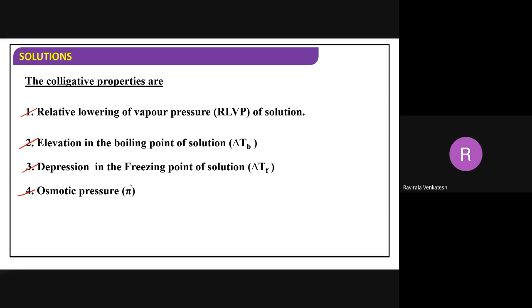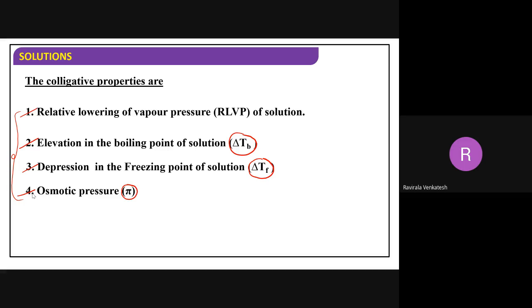Osmotic pressure can be represented by pi. Depression in freezing point is represented by delta TF, F for freezing. Elevation in the boiling point can be shown by delta TB, B for boiling point. And relative lowering of vapor pressure can be shown by delta P by P, which we'll discuss when we derive it. So these four are colligative properties. Understood?